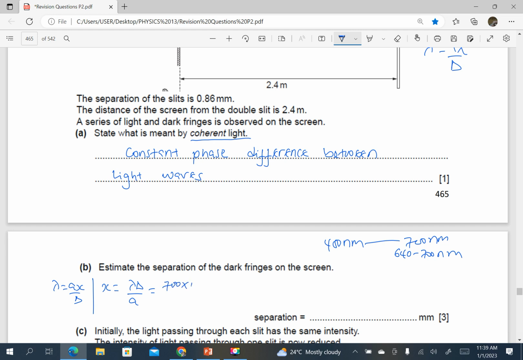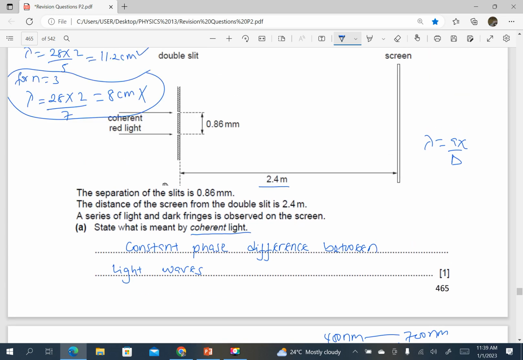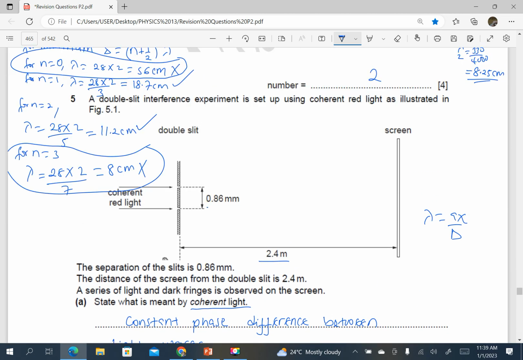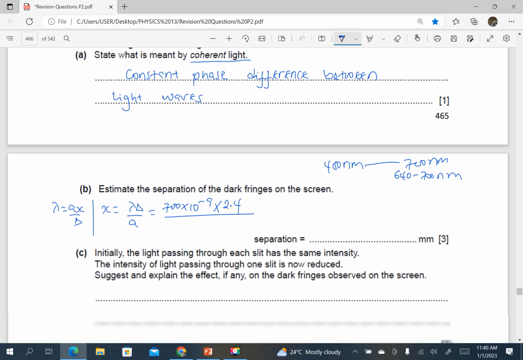That is 700 times 10 power negative 9 times d. They gave us the distance between the slits and the screen as 2.4. Divide by the slit separation, which they gave us as 0.86 times 10 power negative 3. From my calculator, I get 1.95 millimeters.